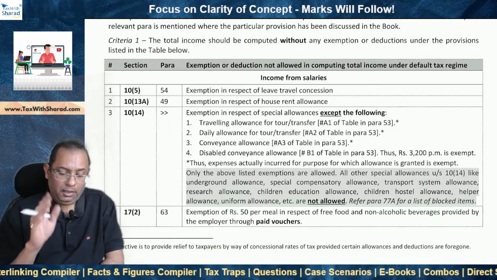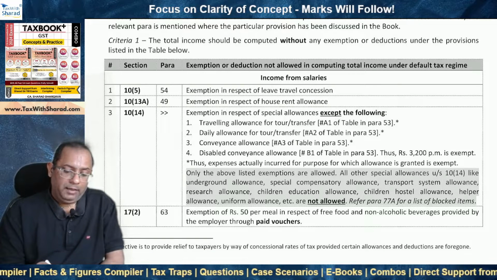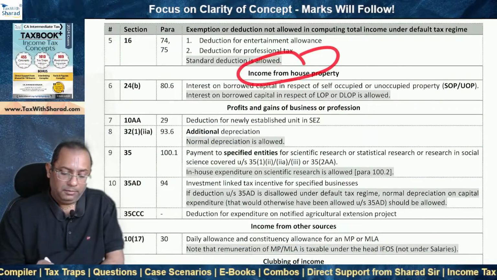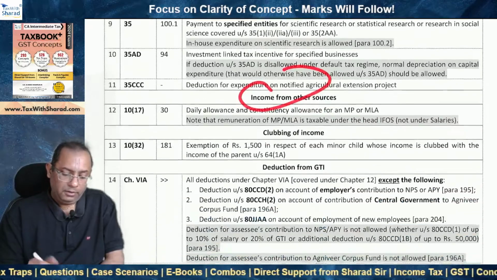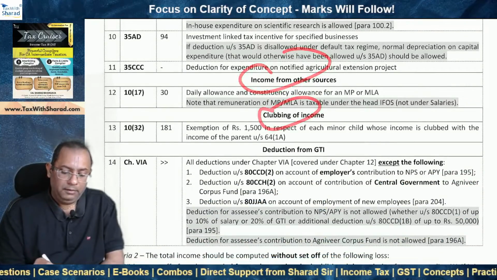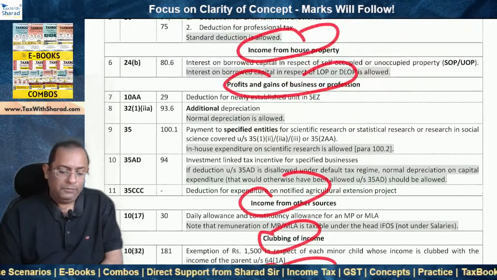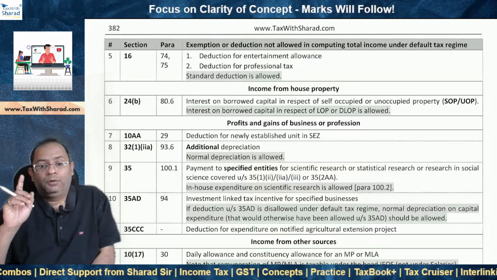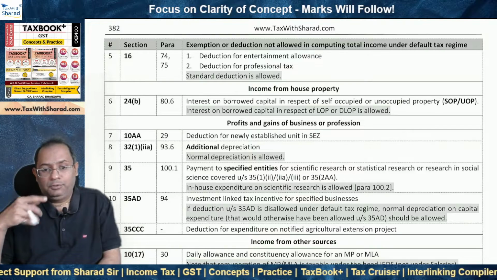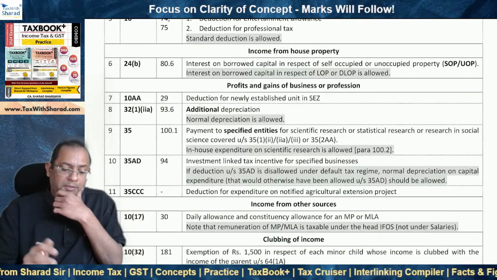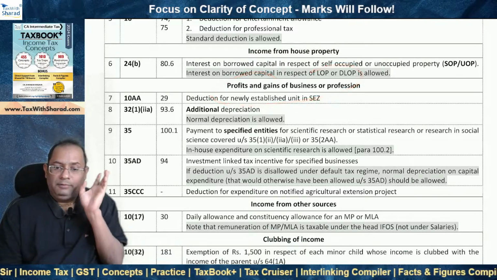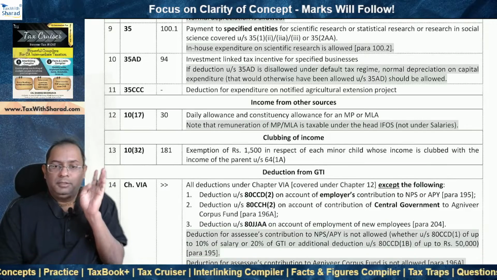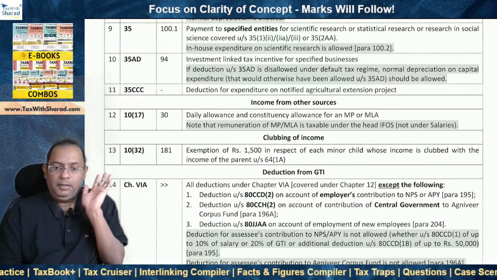That means you must not allow, and I have arranged them as per the heads of income. So income from salaries, various items, and income from house property, PGBP, IFOS, clubbing of income, and then deduction from gross total income, which are blocked. Now, what I want you to note here is in AMT, what were the specified sections which you were supposed to add back? As far as PGBP was concerned, 10AA and 35AD. As far as deductions from gross total income was concerned, three sections: 80JJAA, 80QQB, and 80RRB.